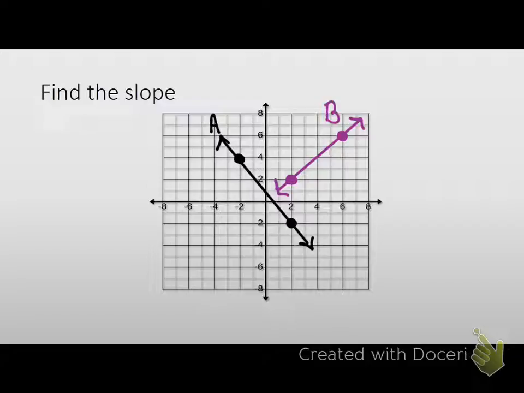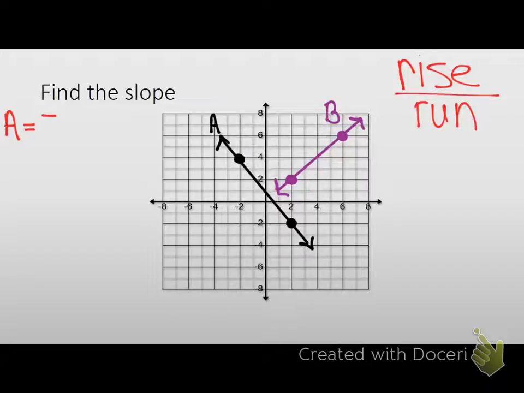So for line A, I go from a y value of what? What's my y value on the first point? Y value of 4, right? So it's rise over run. I go from a y value of 4 to a y value of -2. So how far did I go down on my rise? -6. Okay, so -6 over how far did I run? I ran 4. Over 4, -3 over 2.